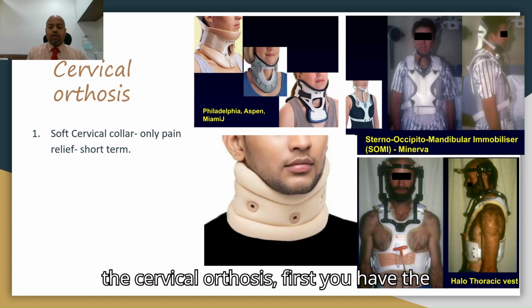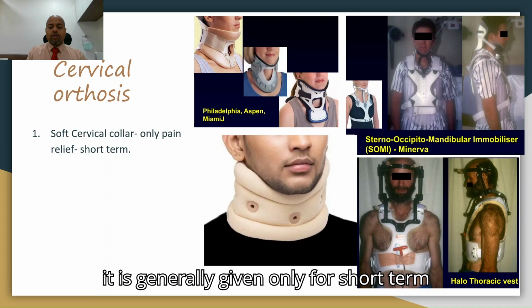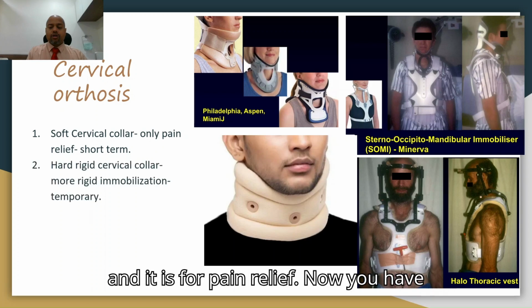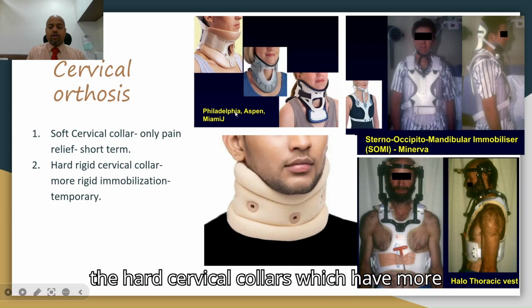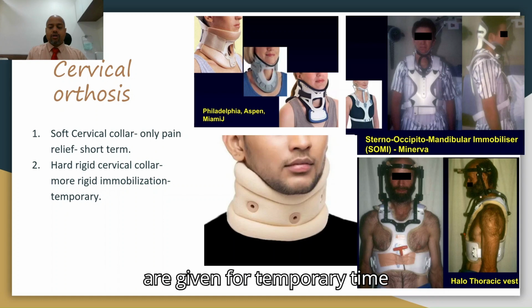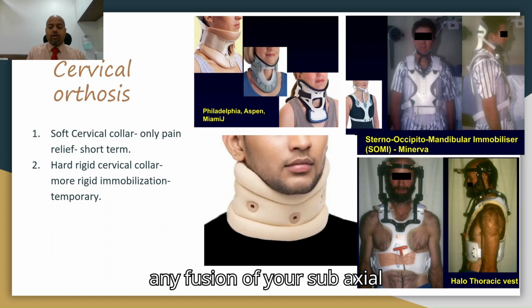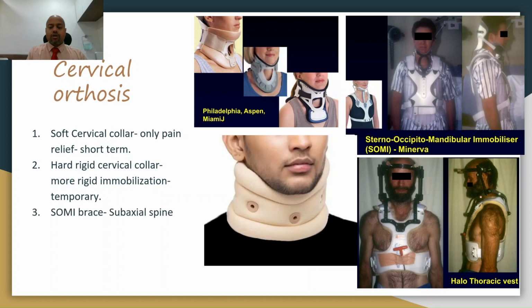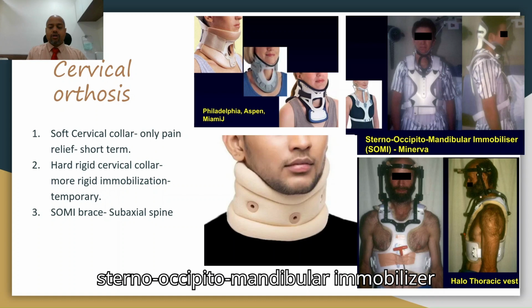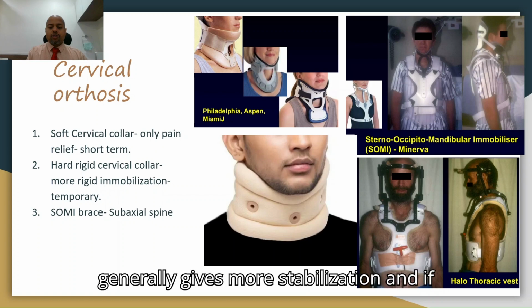In terms of the cervical orthosis, first you have the soft cervical collar, which is generally given only for short term and for pain relief. Now you have the hard cervical collars, which have more rigid immobilization, and generally they are given for a temporary time, till you need any fusion of your subaxial cervical spine injuries. If you need more rigid fixation, you have the sterno-occipito-mandibular immobilizer, known as a SOMI brace, which generally gives more stabilization.